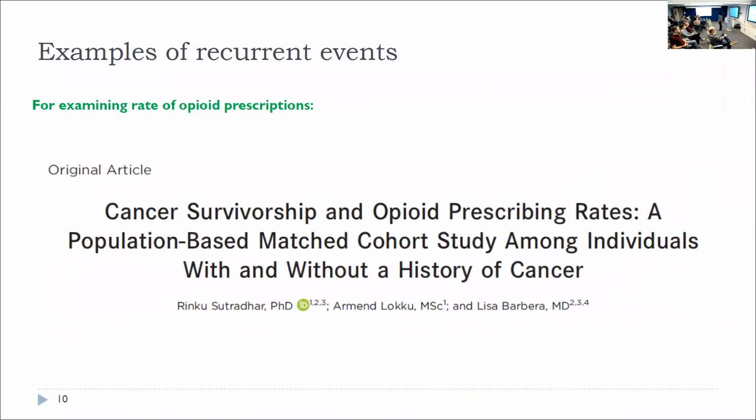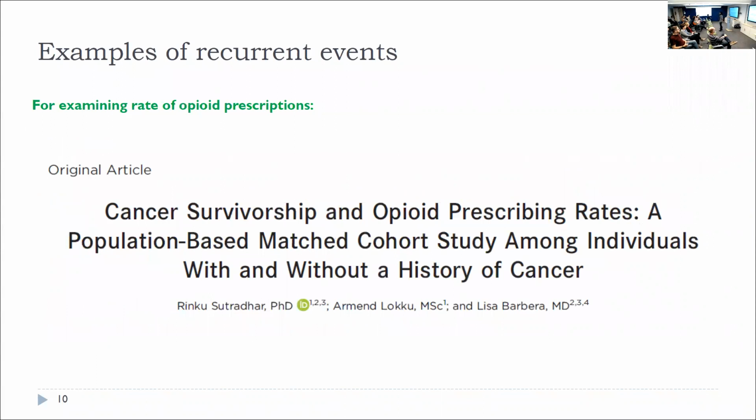This paper just got published this year. This was looking at opioid prescribing rates. We wanted to know if survivors of cancer, compared to individuals who've never had a previous cancer diagnosis, have a higher opioid prescribing rate compared to the matched controls.